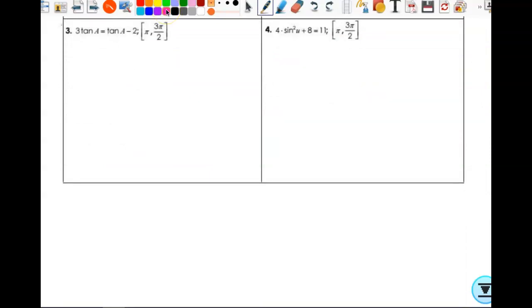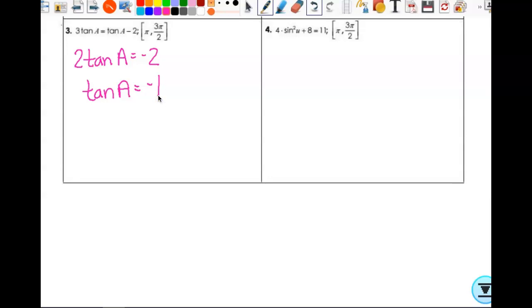All right, so I have 3 tangent of A equals tangent of A minus 2. So I think I want to get all my tangents on the left here. So if I subtract tangent of A from both sides, that leaves me with 2 tangent A equals negative 2. So tangent of A is equal to negative 1, right?